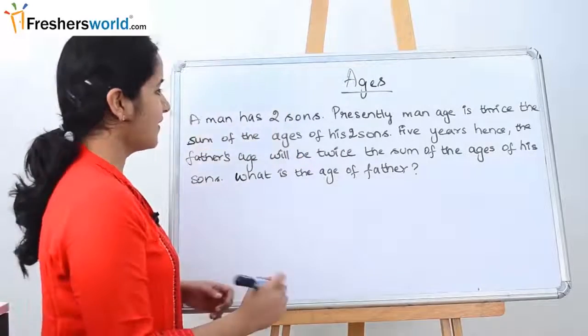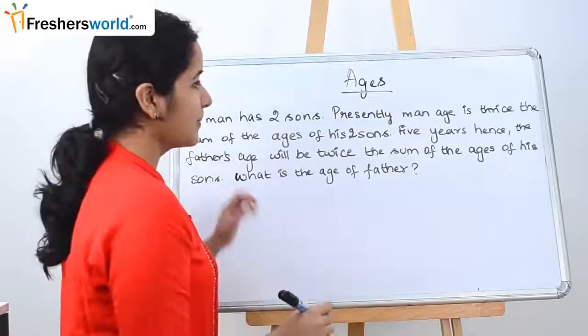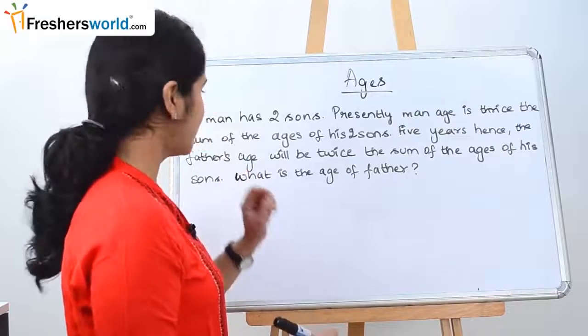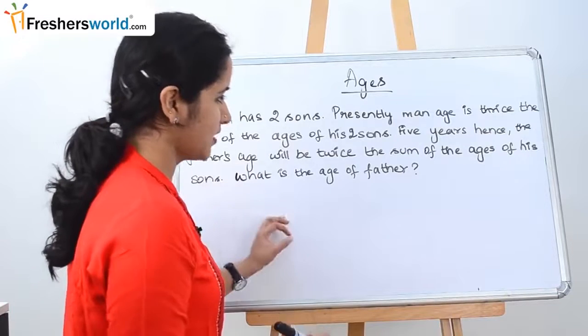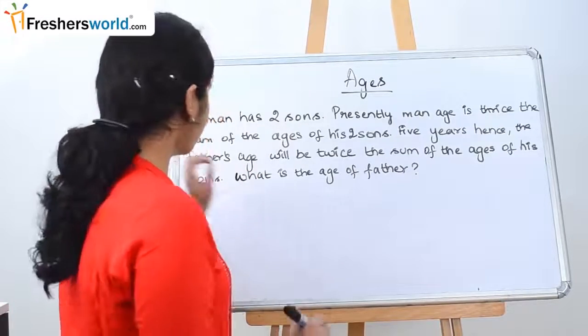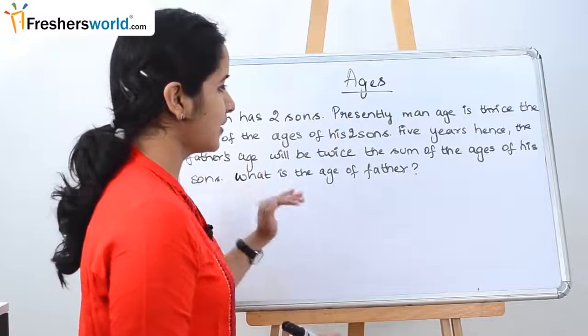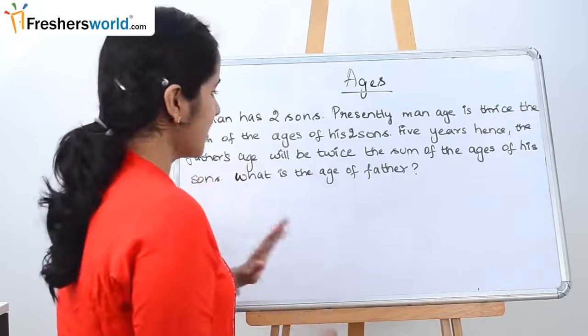So the question that they have given us: a man has 2 sons. Presently, the man's age is thrice the sum of the ages of his 2 sons. 5 years hence, the father's age will be twice the sum of the ages of his sons. What is the age of the father?